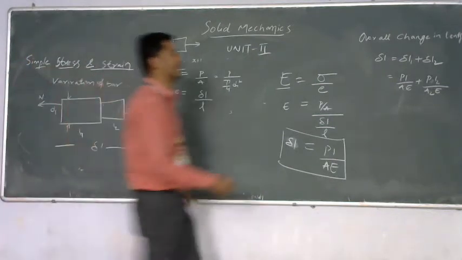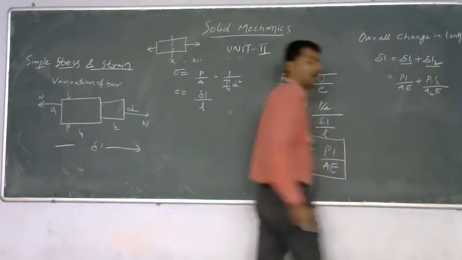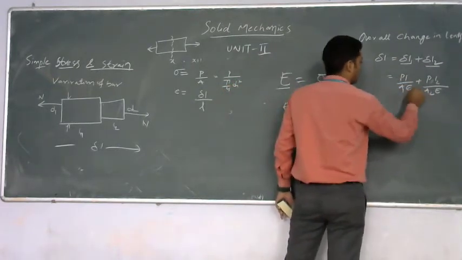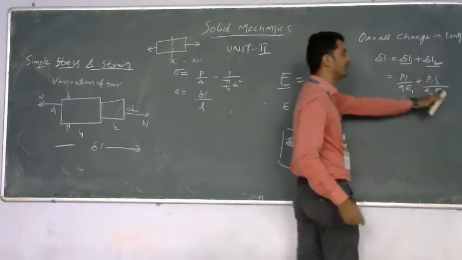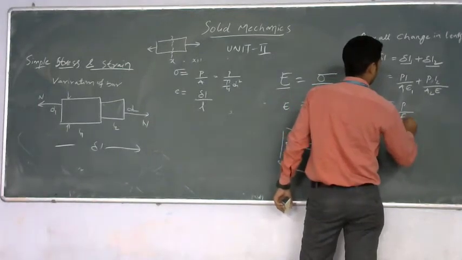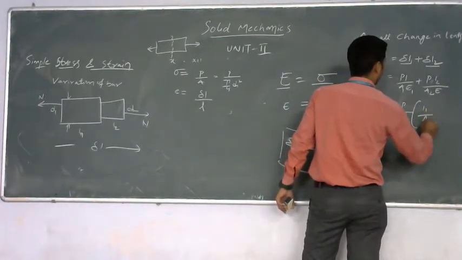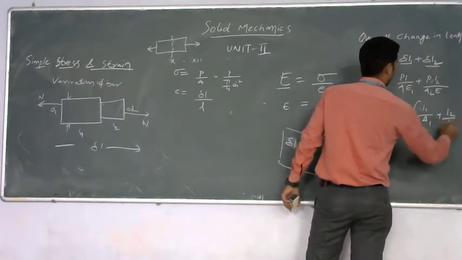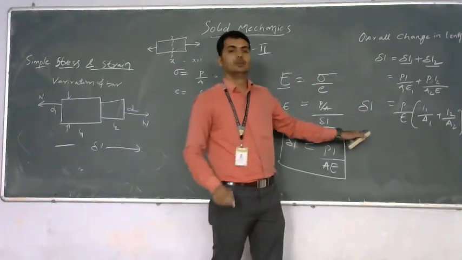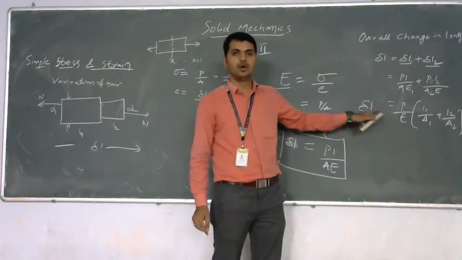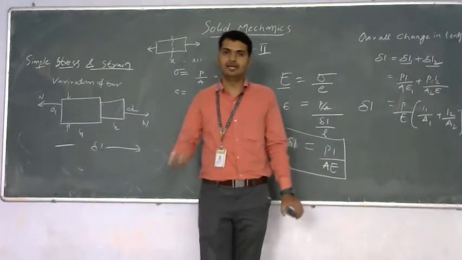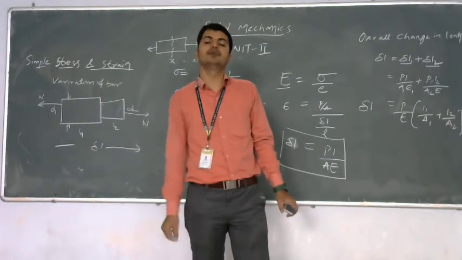The overall change in length is calculated from the individual changes in length of the two elements. The formula will be given as PL by AE of the first object and PL by AE of the second object. If E is constant, it is P by E times L1 by A1 plus L2 by A2 for the overall change in length. We can calculate the overall change in length like this. Based upon these formulas, there may be problems regarding this.